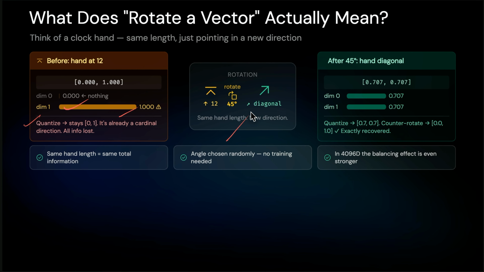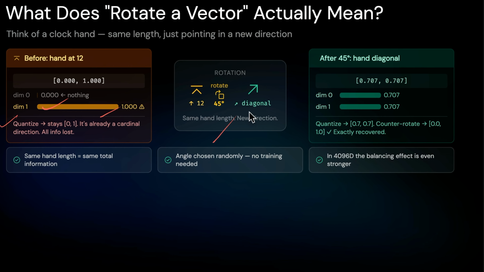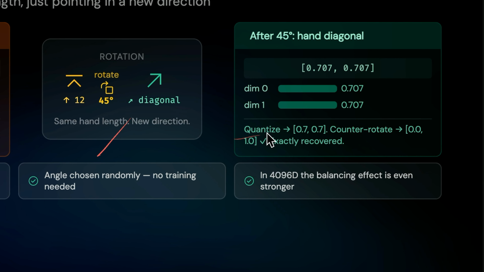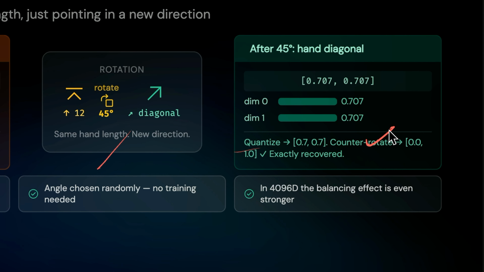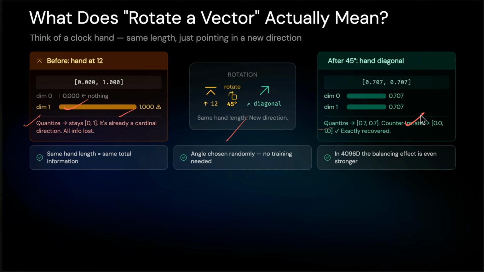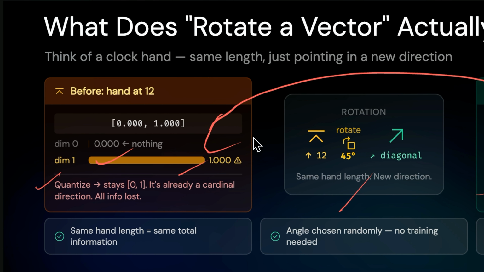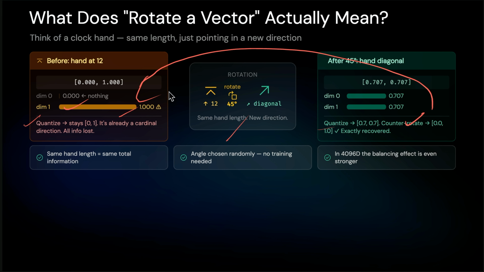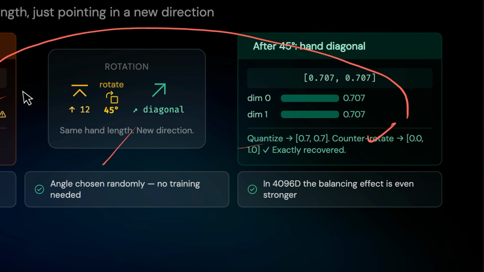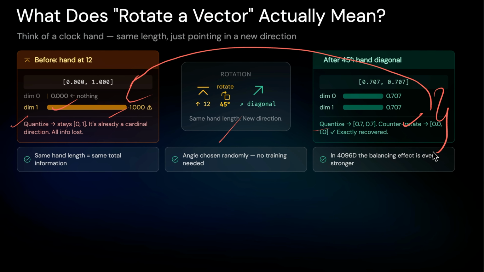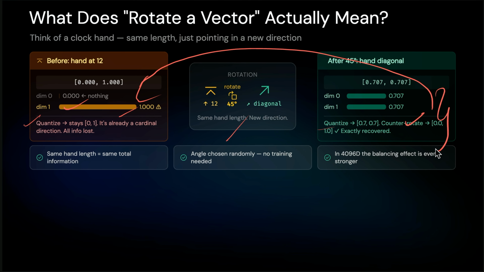After you rotate by 45 degrees, there will be changes to the dimensions, right? Now dimension 0 would look something like 0.707, and dimension 1 would also be 0.707. So if you quantize, it's like 0.7, 0.7. If you want to dequantize, that means going from this quantized vector back, you have to counter rotate by 45 degrees, right? So (0, 1), when we rotated 45 degrees, resulted in this vector that you see on the right side. If you want to go back, you counter rotate in the same way.